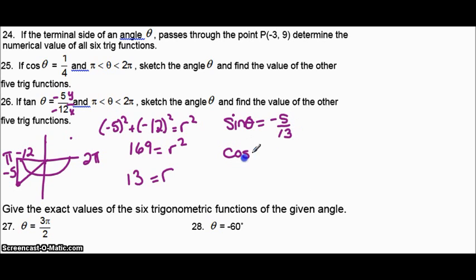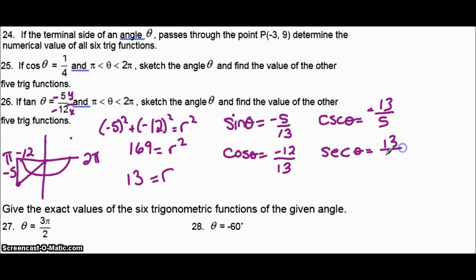Cosine theta will be x over r, so negative 12 over 13. We already have tangent theta, so then we go to cosecant theta, which will be negative 13 over 5. Secant theta, reciprocal of cosine, will be 13 over 12, and that will be negative. And finally, cotangent theta will be the reciprocal of tangent, so that's going to be 12 over 5.